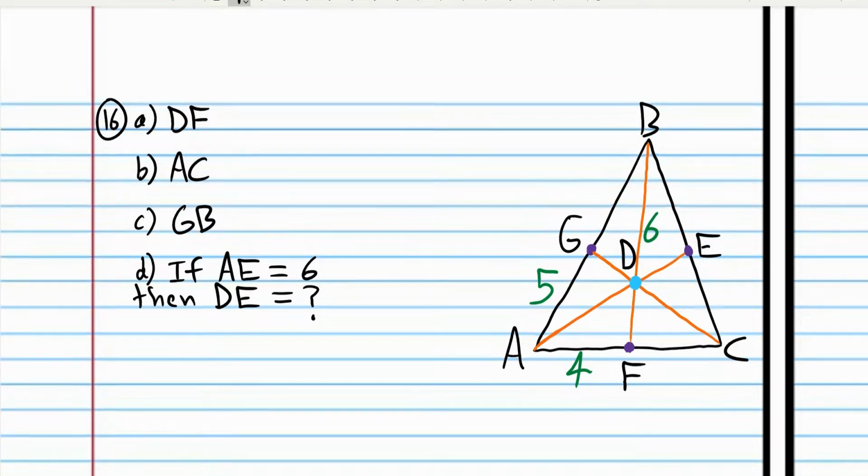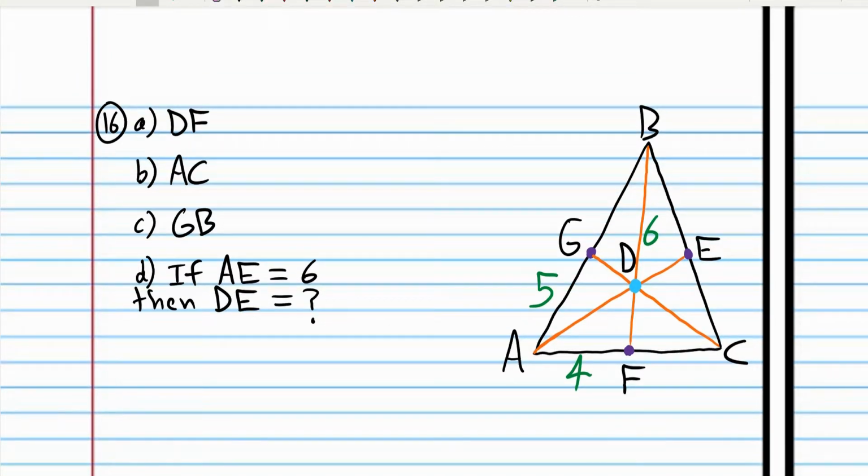All right, we're back. DF, that's 1/3 the total length, and this is 2/3 the total length. So that would just be 6 divided by 2 is 3. AC, this length is 4. So this length must also be 4 based on the definition of the median, because it bisects it, it goes to the midpoint. So AC is just 4 plus 4, which is 8. So we got those answers, good job.